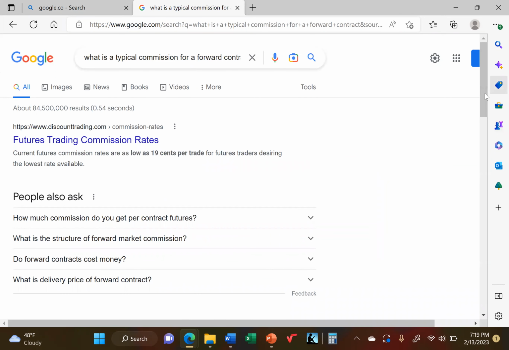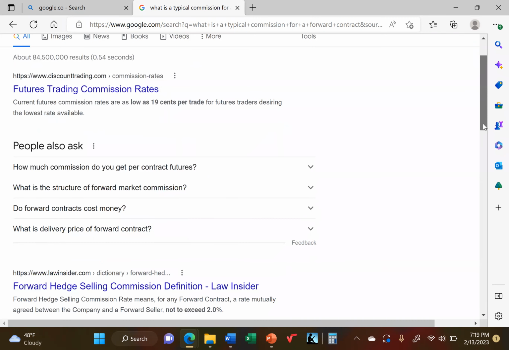That's different. By the way, the futures markets are regulated by the CFTC, the Commodity Futures Trading Commission. It's equivalent to the SEC, but for futures contracts.